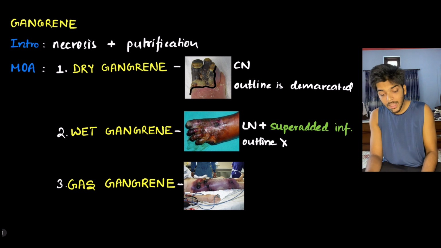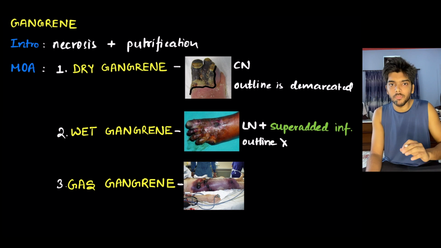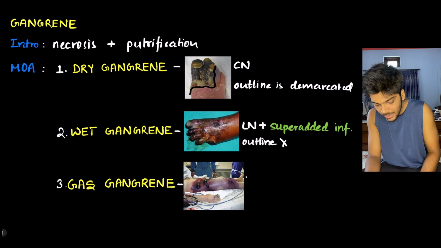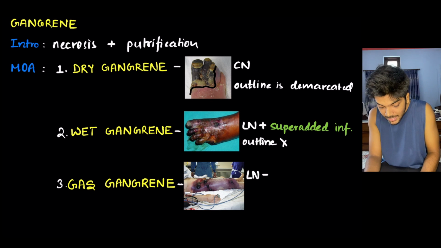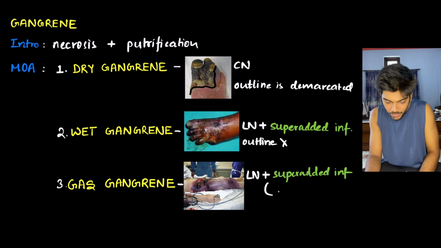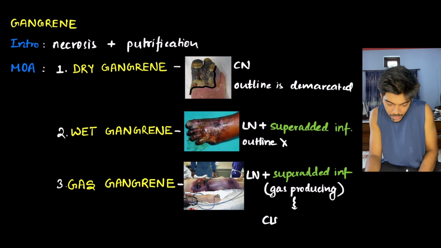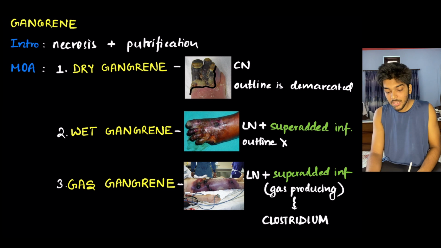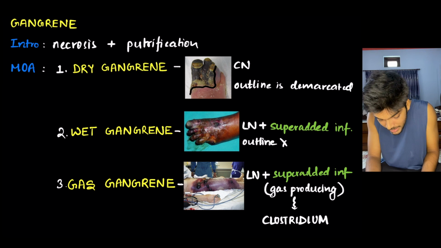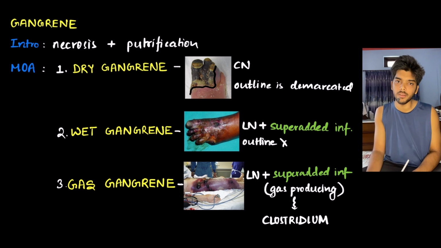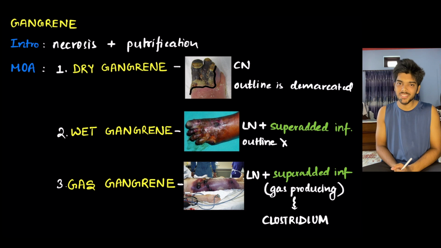What is gas gangrene? Gas gangrene is nothing but a special type of wet gangrene. That means, yes, gas gangrene also has liquefactive necrosis. Yes, gas gangrene also has superadded infection. So it's copy paste. But the superadded infection in gas gangrene is special. It is due to infection by gas producing microorganism. And the most famous one being Clostridium. And within Clostridium, the most famous one is Clostridium perfringens. That is why due to the production of gas, there is formation of bubbles, as you can see here. This is gas gangrene. And with that, we are done with necrosis, the various types of necrosis.